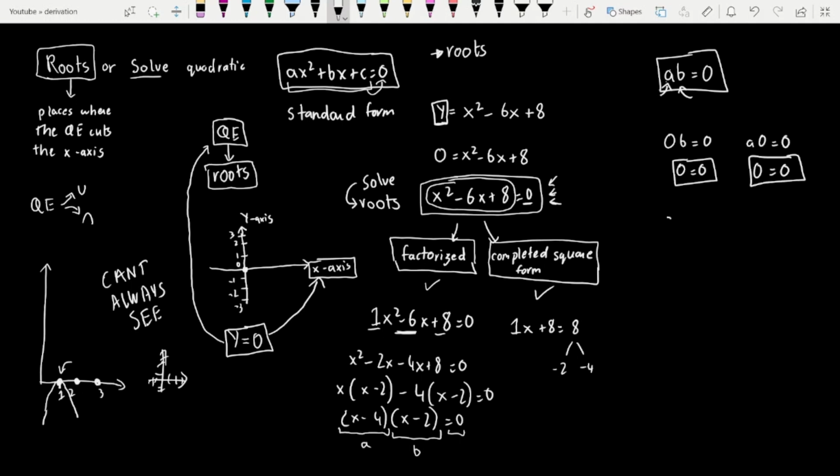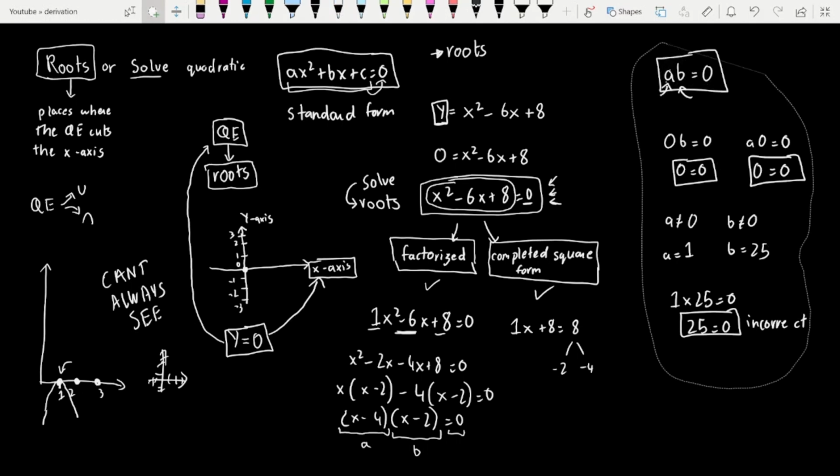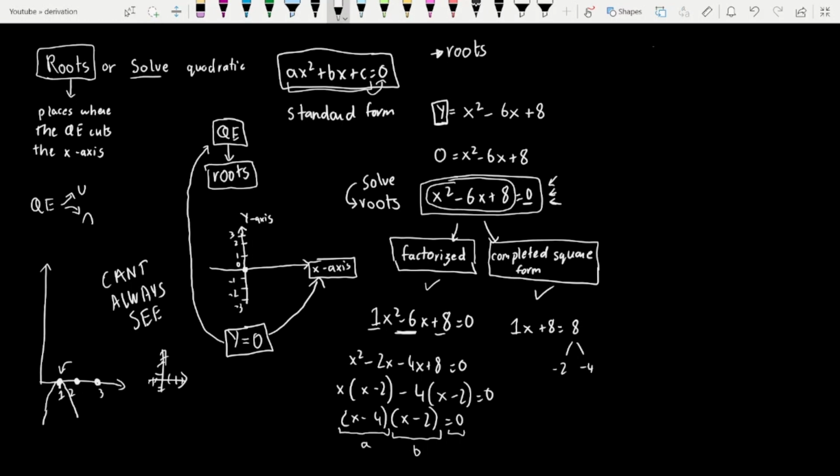Now imagine if A is not 0 and B is not 0, what's going to happen in that case? So A is any other number, let's say A is 1, and then let's say B is any other number, let's say B is 25. So now 1 multiplied by 25, and that's just going to be 25 is equal to 0. This is not true, this is incorrect. 25 is not equal to 0. In fact, either A has to be 0 or B has to be 0 for the equation to be mathematically correct.